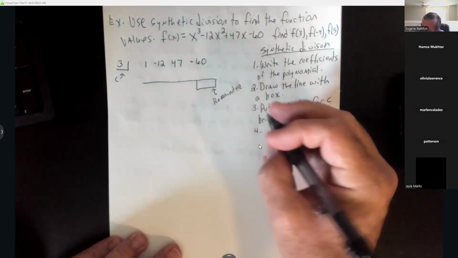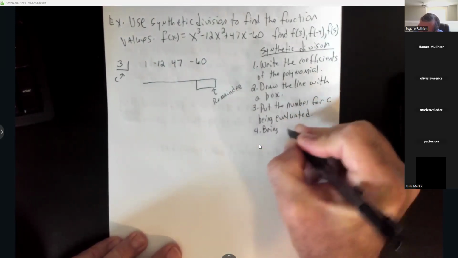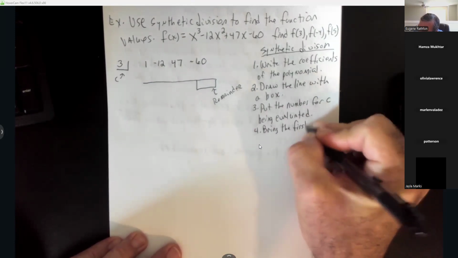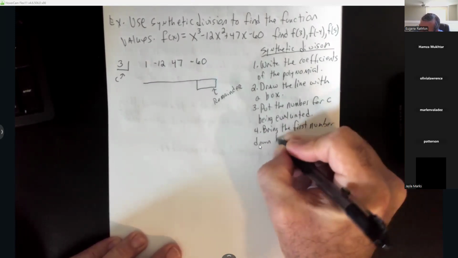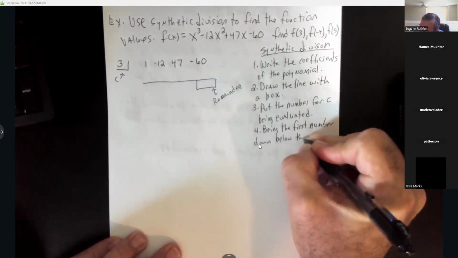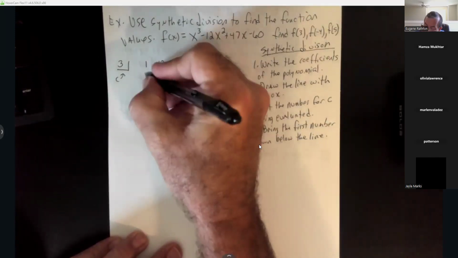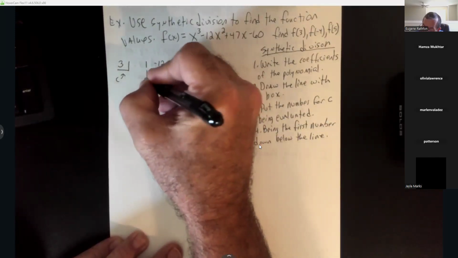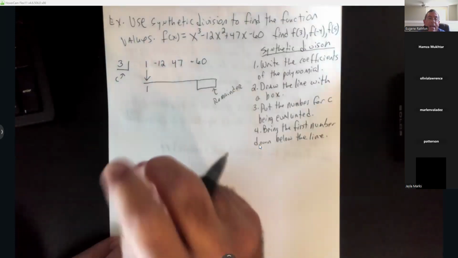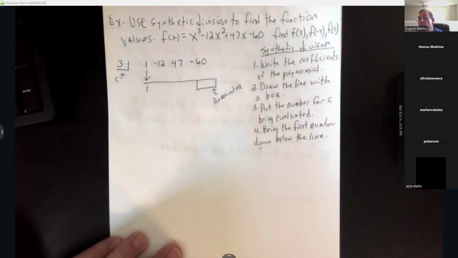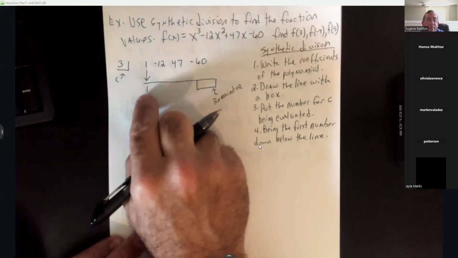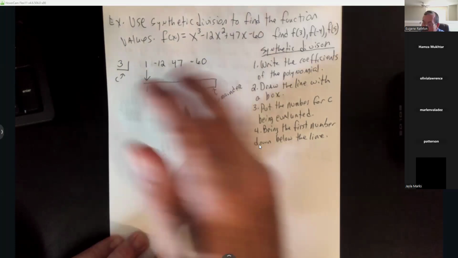All right, so y'all, the thing we do, bring the first number down below the line. So the first number for me is 1, so I'm going to bring this number straight down under that line. Any numbers right in here under the line, those are going to be the coefficients of the new polynomial that you would have by dividing this out. So I brought the 1 down.